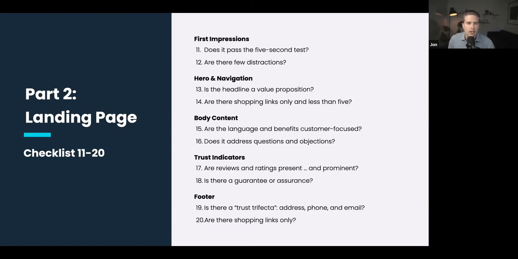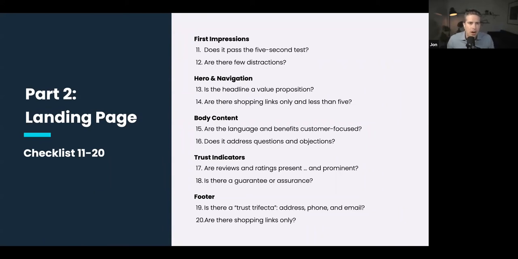Moving on to the hero and navigation, we really want to know, is the headline a value proposition? Too many people make this hero all about themselves. It's all about the brand and communicating some type of message like that. You really need to focus on, will the consumer's life be better after purchasing your product, right? And so if you're thinking about that, don't focus on the features, focus on the benefits purely and what makes you different, what makes your brand stand out and do that better.